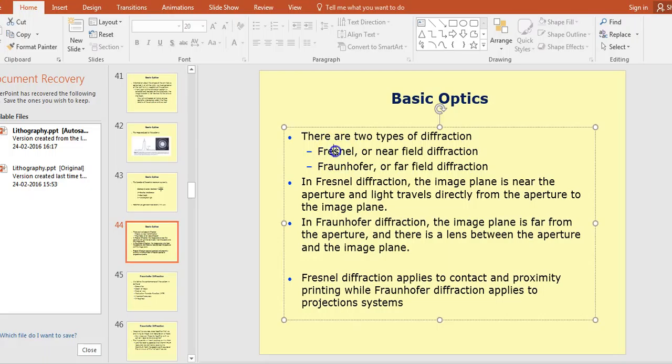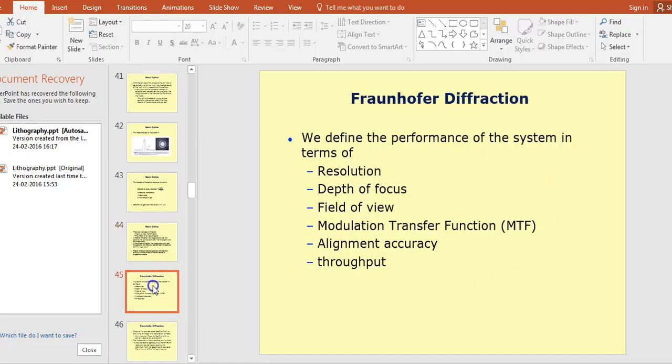And as we have discussed earlier, Fresnel and Fraunhofer are the two conditions of diffraction. In Fresnel diffraction, the image plane is near the aperture and the light travels directly from the aperture to the image plane. And in Fraunhofer diffraction, the image plane is far from the aperture and there is a lens between the aperture and the image plane. Fresnel diffraction applies to contact and proximity printing, while Fraunhofer diffraction applies to projection systems. These are the two diffraction conditions, depending upon the distance between the image plane and the object.